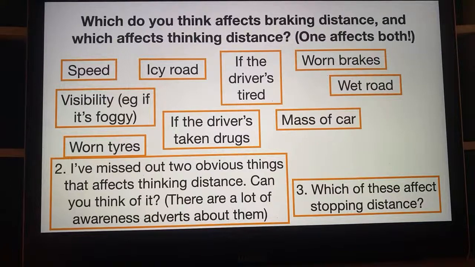So your choices are speed, icy road, if the driver's tired, worn brakes, wet road, visibility, for example, if it's foggy, worn tyres, if the driver's taken drugs, and the mass of the car. And I've missed out two obvious things that affect thinking distance. Can you think of them? Actually, there are lots of awareness adverts about them. Can you think of the two obvious things that I've missed off when it comes to thinking distance? And question number 3, which of those factors that I've given you affects stopping distance?